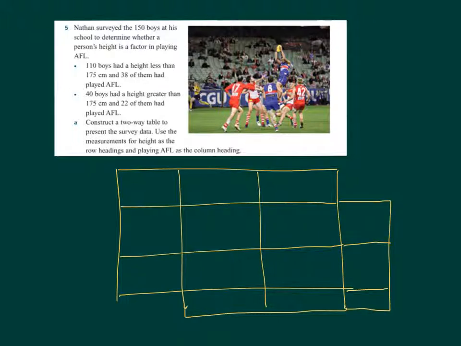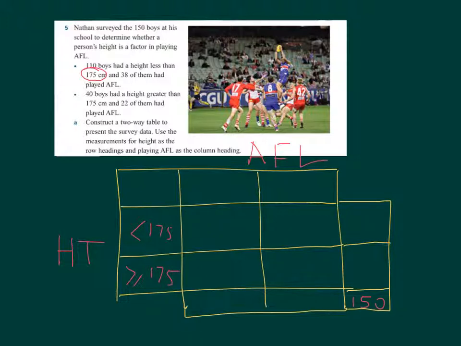Right down the very bottom here, I'm going to say that that number is going to be 150, because we know that all the boys in the group total 150. So let's make this one here the height, and this is going to be whether they play AFL. So what are the height divisions? The height divisions are 175 centimetres or shorter. So actually 175 centimetres or taller. So the height is going to be less than 175, or greater than or equal to 175.